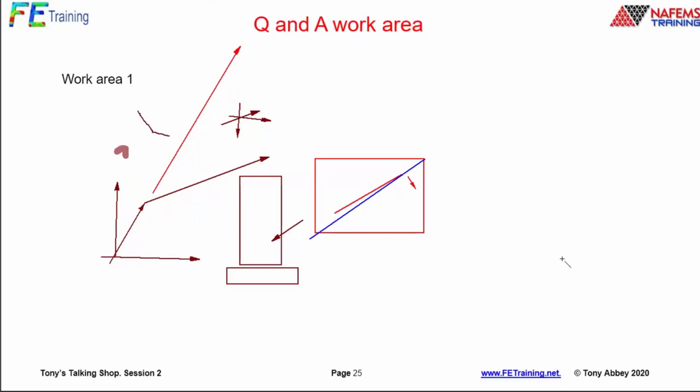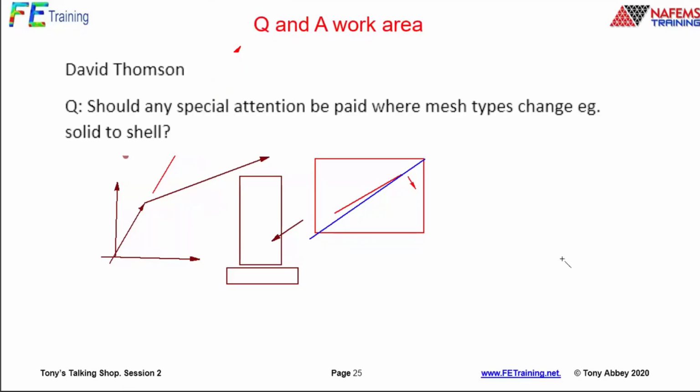David asks, should any special attention be paid where mesh types change from solid to shell? Yes, absolutely. Very good point there, David. If we've got, for example, a thick region in here, which we want to model, let's say it's a 3D structure, we're modeling that with solids, and maybe there's another solid region over here. This is my classic little benchmark. And then we've got a thin shell region in here. Well, the solid elements, as we know, only have the translational degrees of freedom. The shell elements have all 6.